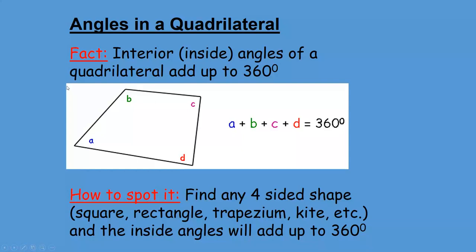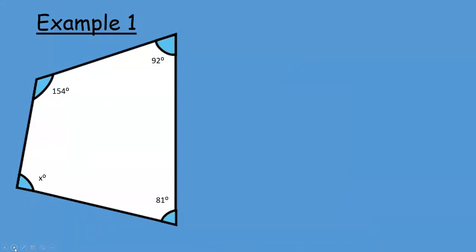So just copy this shape here, and this A plus B plus C plus D equals 360. And then we'll have a look at some examples. Okay, so here's our first example. So as we just said, all of these four angles must add up to 360. So just like when we did with missing angles in triangles, our first job is we add our known angles together.